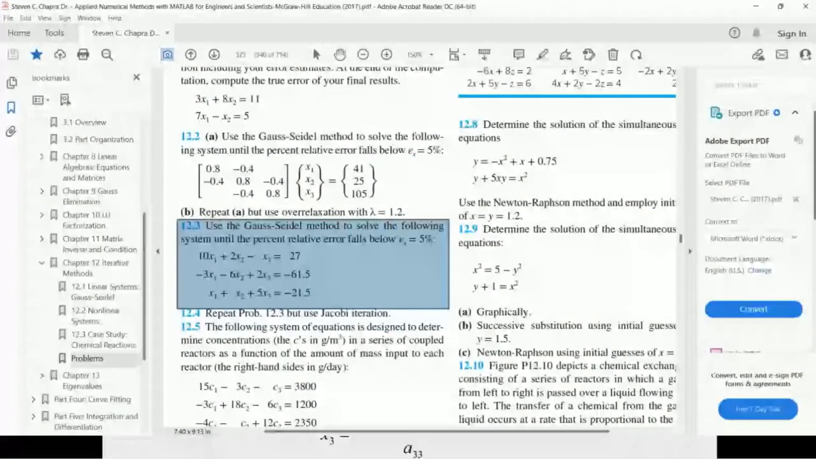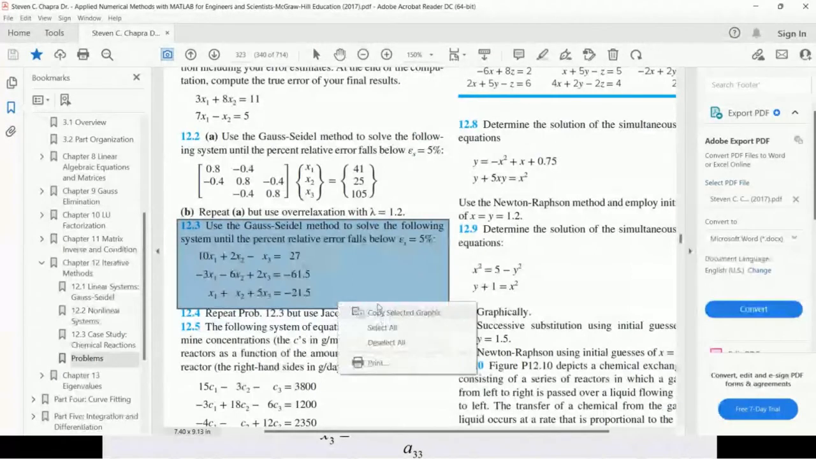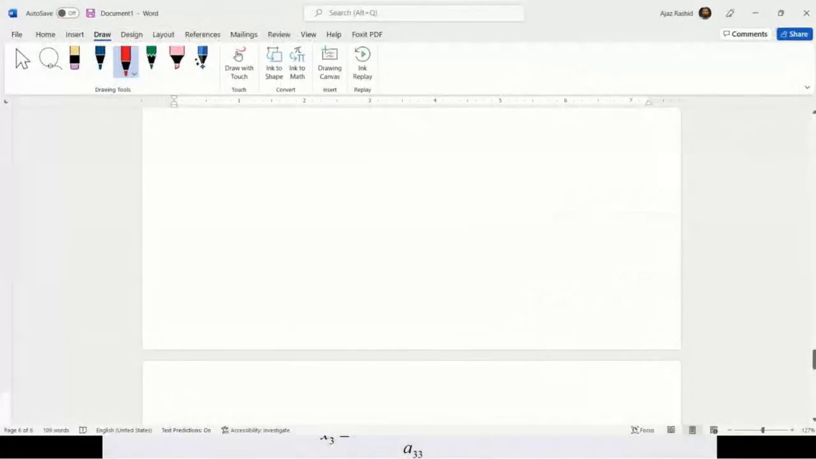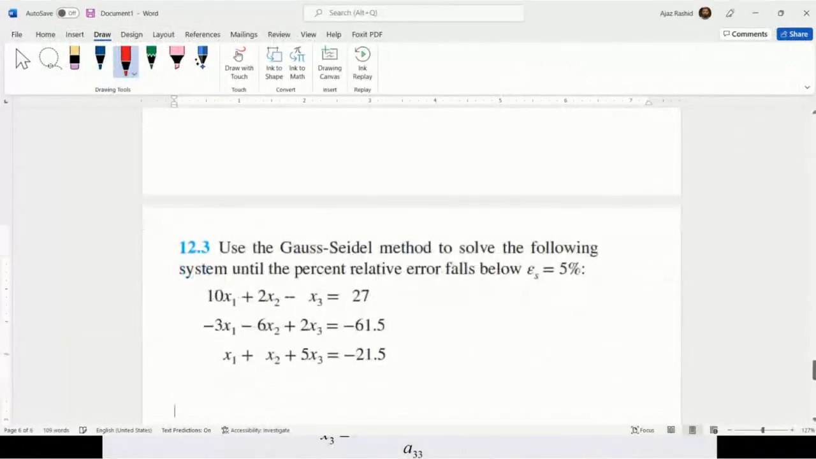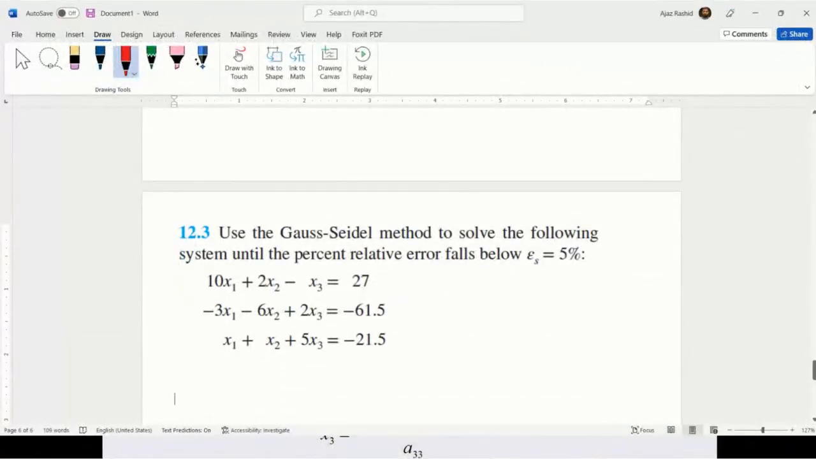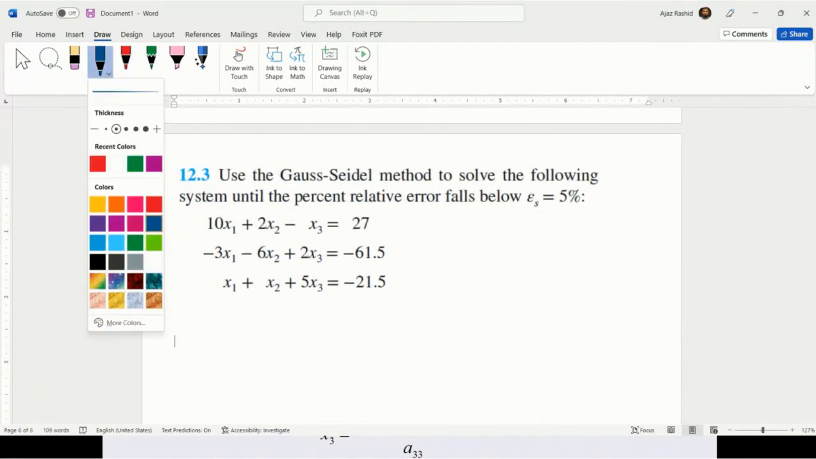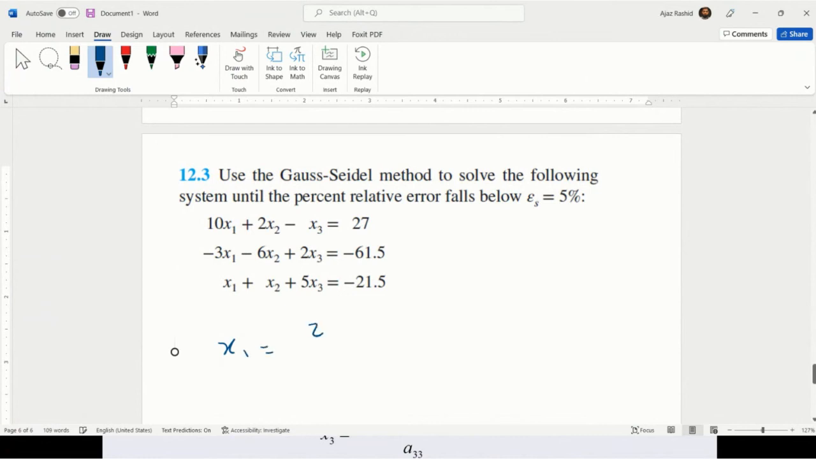So I'll go back to this problem, which said use the Gauss-Seidel method. So we solved 12.3 using the Jacobi iteration. We'll solve it now using the Gauss-Seidel method. Now the equations and the procedure are the same. I'm still going to say x1 is equal to 27 minus 2x2 plus x3 divided by 10. The only thing here is that these are the old values.